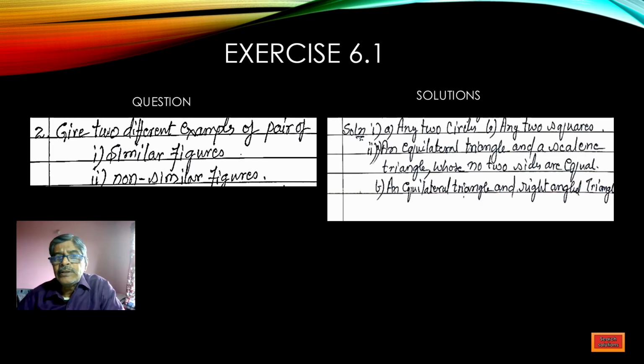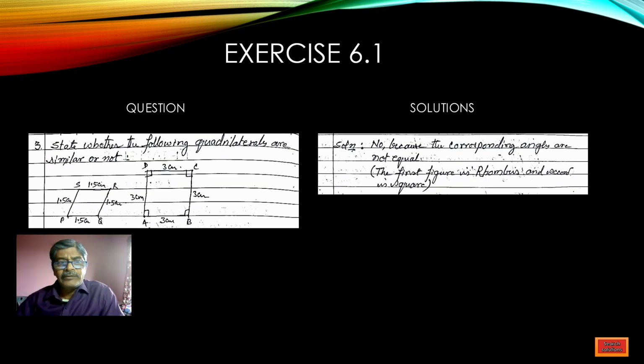Having understood the concept of similarity and congruency, now in the second question, they are asking for examples of similar figures and non-similar figures. It is very easy. You can choose anything, like any two circles or any two squares, as we discussed previously. They are similar figures. And for non-similar figures, we can give the example of an equilateral triangle and a scalene triangle, whose no two sides are equal. An equilateral triangle and a right angle triangle can also be given as an example.